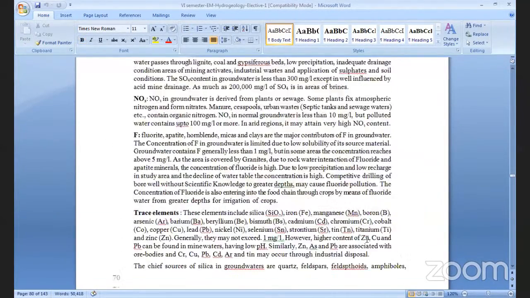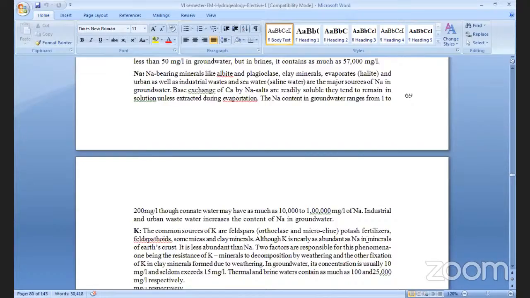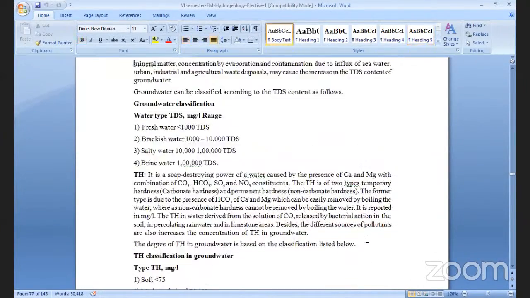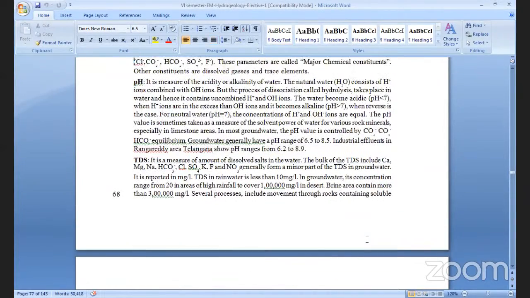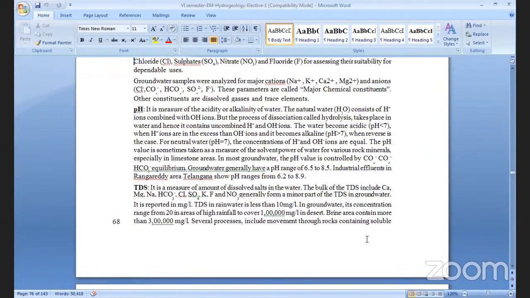Let us see the first one, the pH. The pH is a very important parameter. You see whether the water is of acidic nature or basic nature. What is acidic and what is basic? The acidic nature means the pH value is, suppose, less than 6 or 6.25, then the water has an acidic nature.